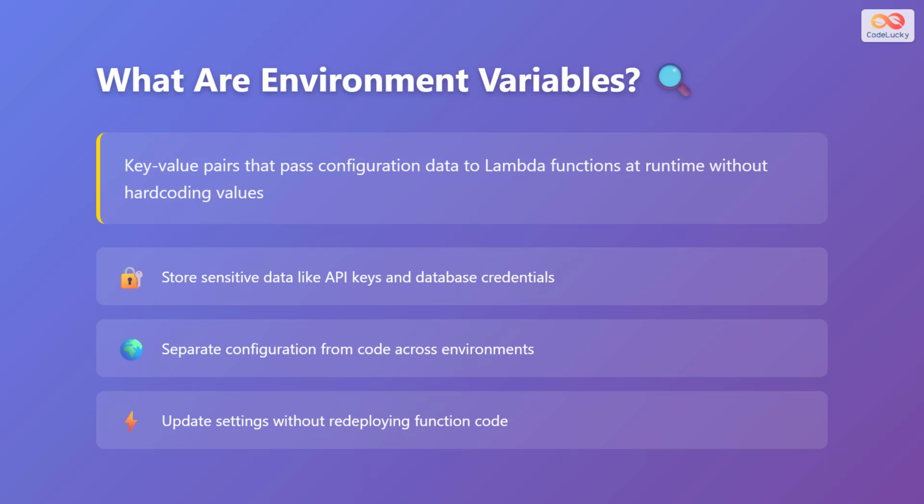Environment variables are key-value pairs that allow you to pass configuration data to your Lambda functions at runtime without hard-coding values directly in your code. They serve three primary purposes. First, they provide a secure way to store sensitive information like API keys and database credentials. Second, they enable you to separate configuration from code across different environments such as development, staging, and production. Third, they allow you to update settings without needing to redeploy your function code, making your applications more flexible and maintainable.